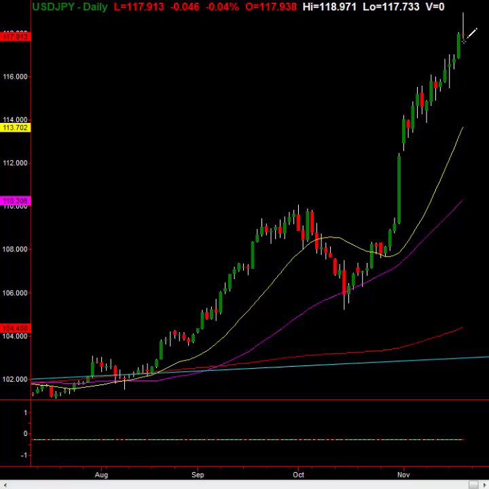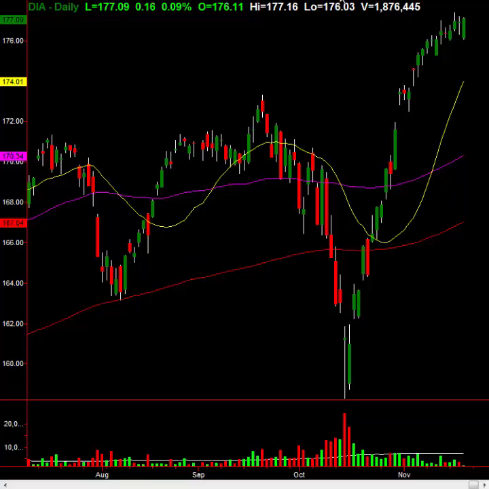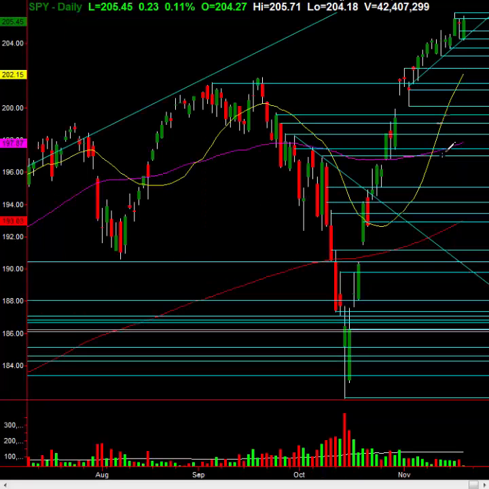Look at the move up and look at the move on the QQQ. All right, virtually identical. Look at it on the DIA, which is the Dow. Look at it on the SPY. SPY is a lot of lines, but virtually following the dollar yen up here.